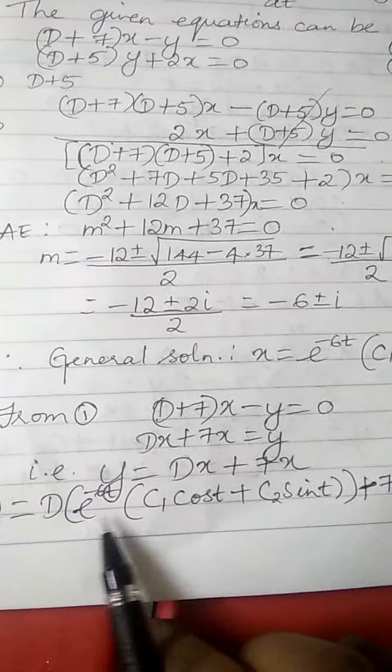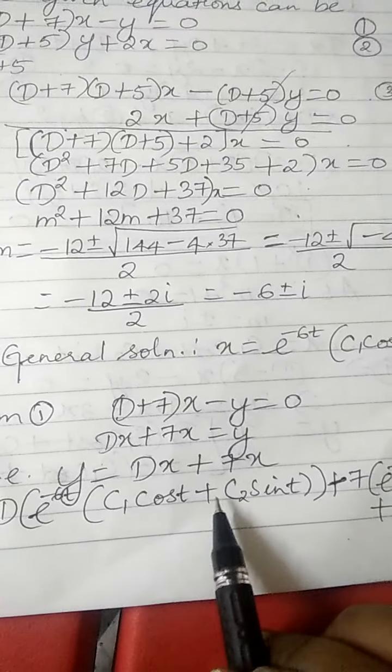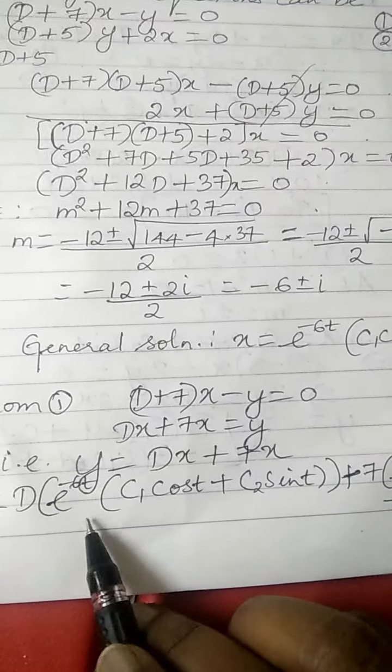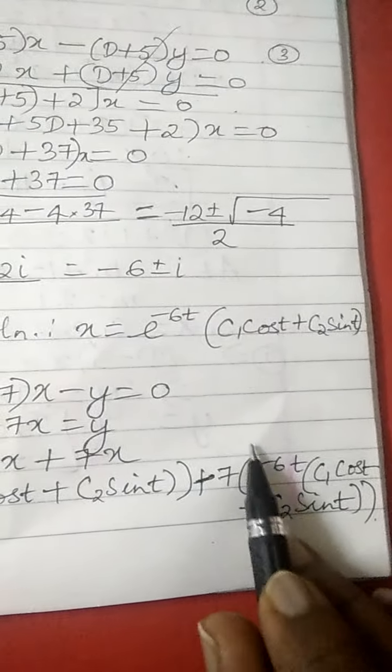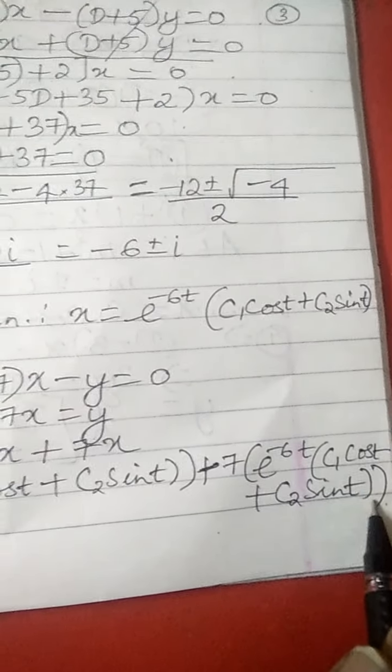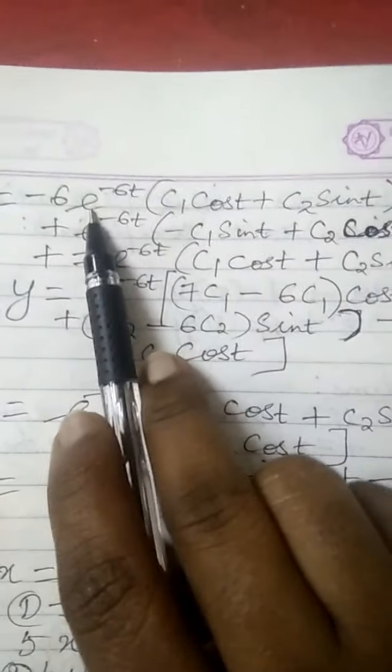That is, y is equal to D of e power minus 6t into (c1 cos t plus c2 sin t). This is a product term, so we should use the product rule and differentiate, plus 7 into the x function. So in the next step we will differentiate that function using the product rule.